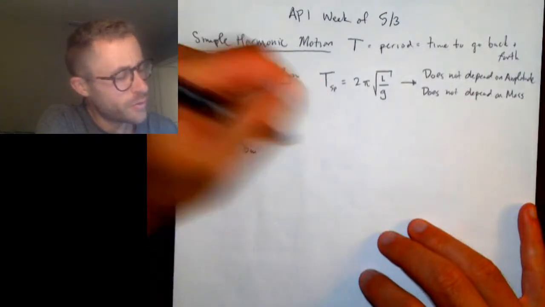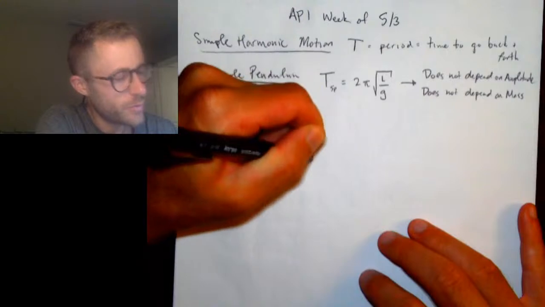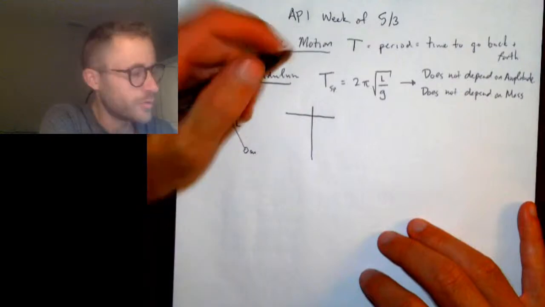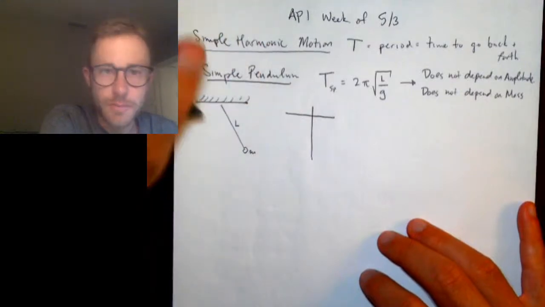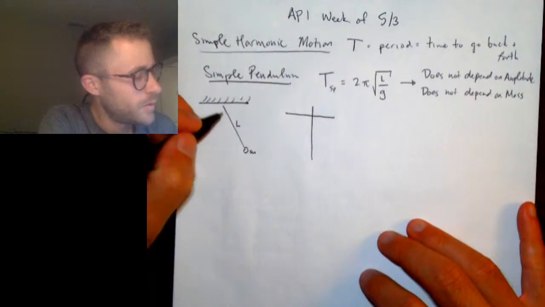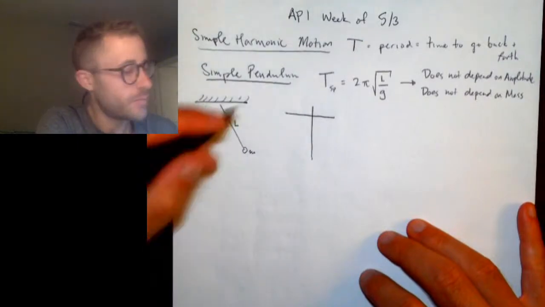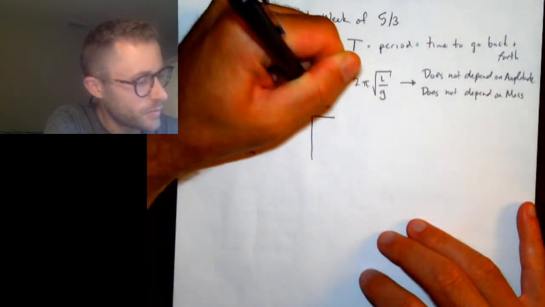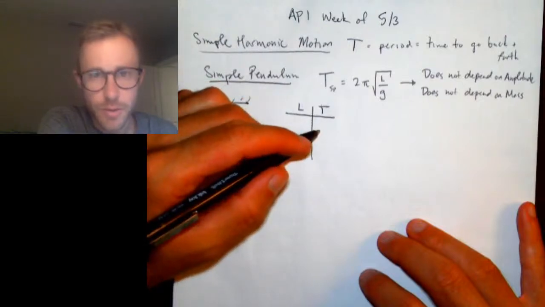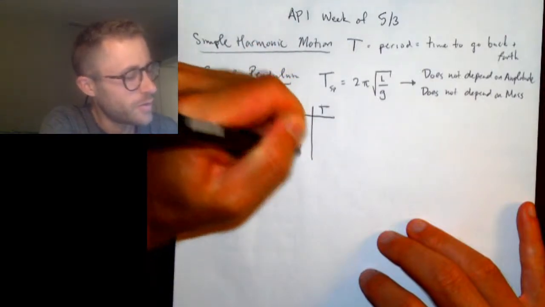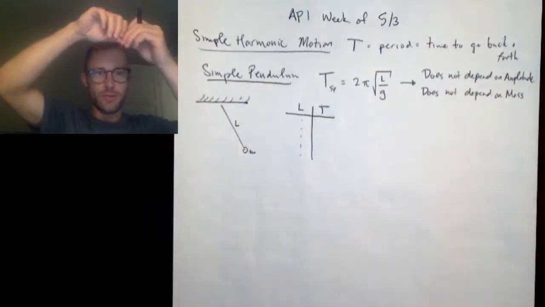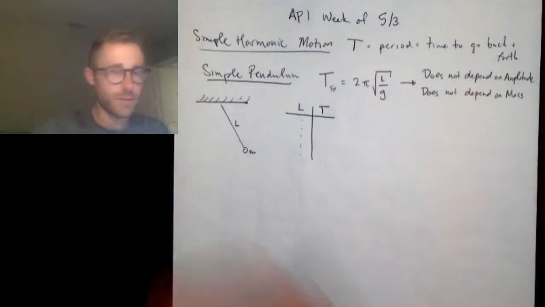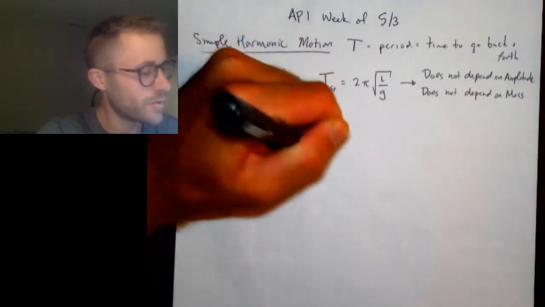One of the experiments we could do, and if you are a cohort D student you will be doing this experiment, is to have different lengths of string and measure the period. So you have length versus period. You have a really long string and let it swing back and forth, then you let it down a little more and let it swing back and forth. So period versus length.